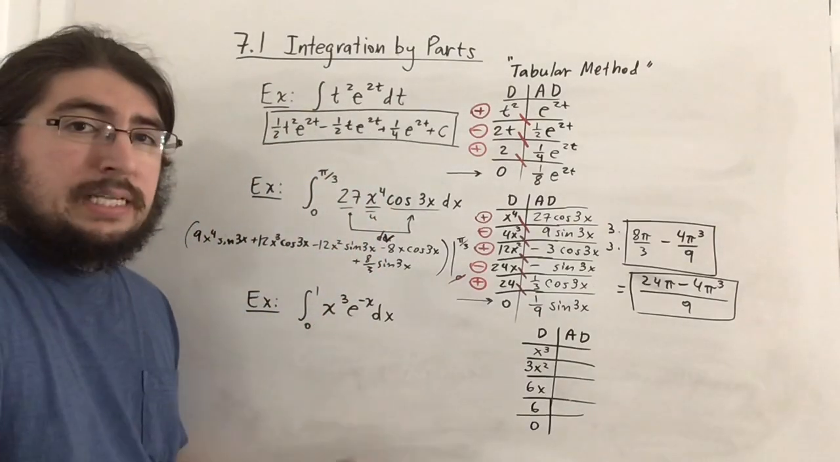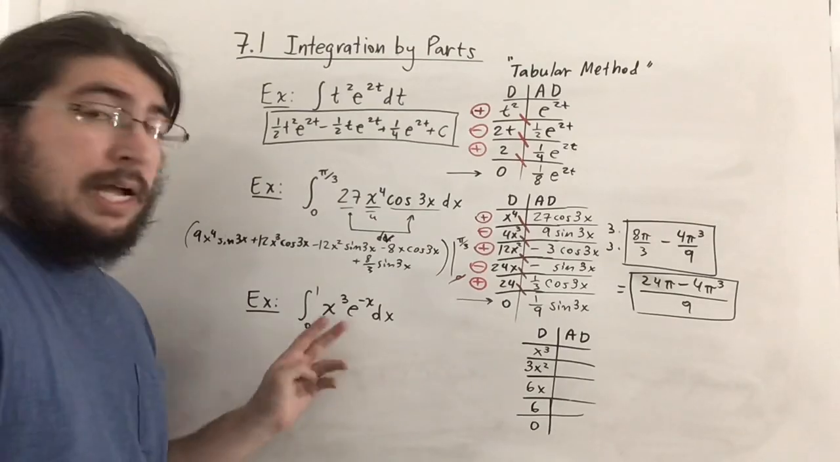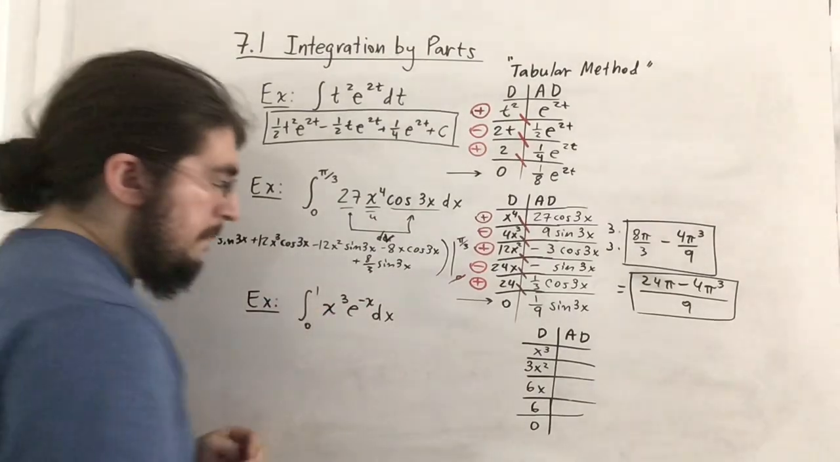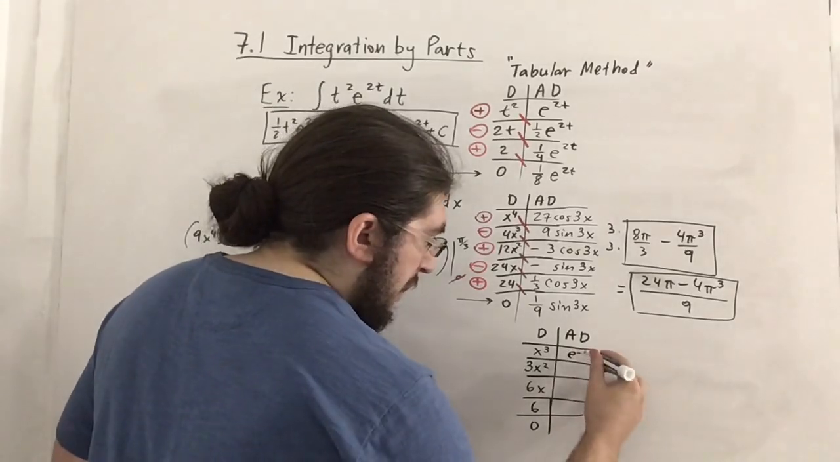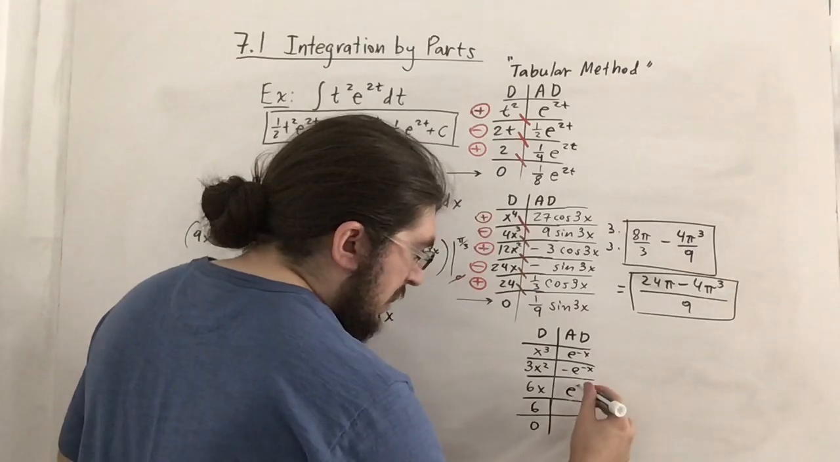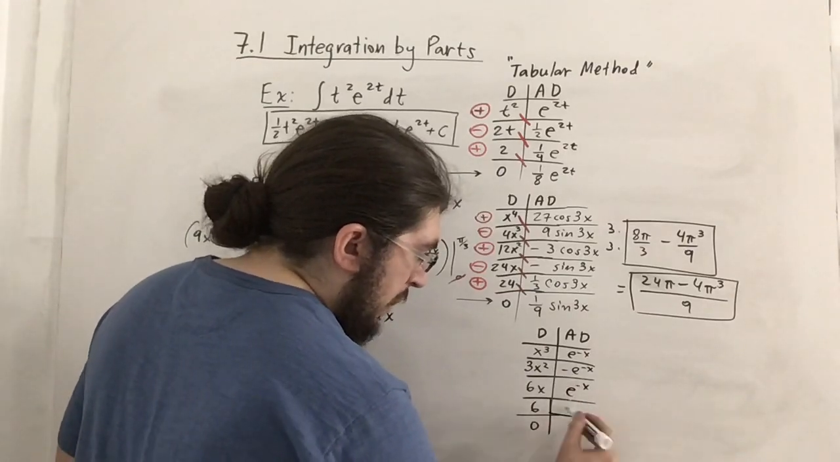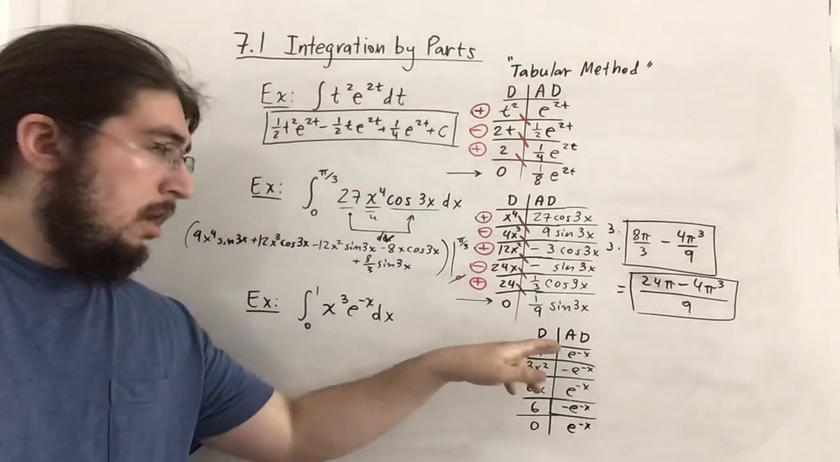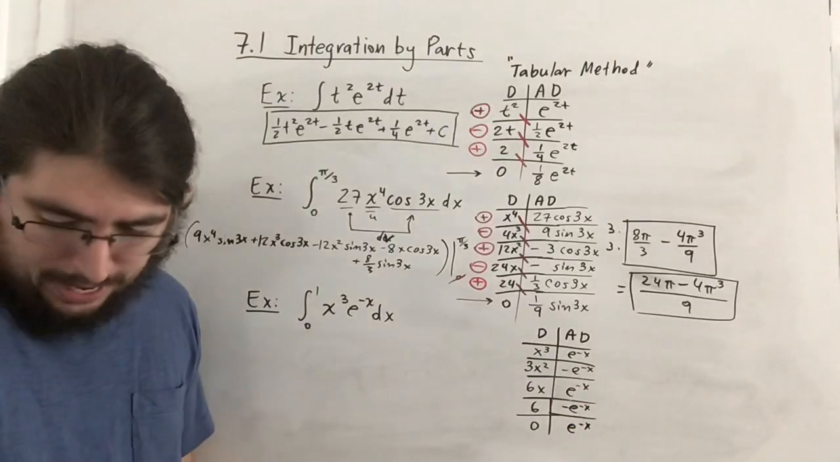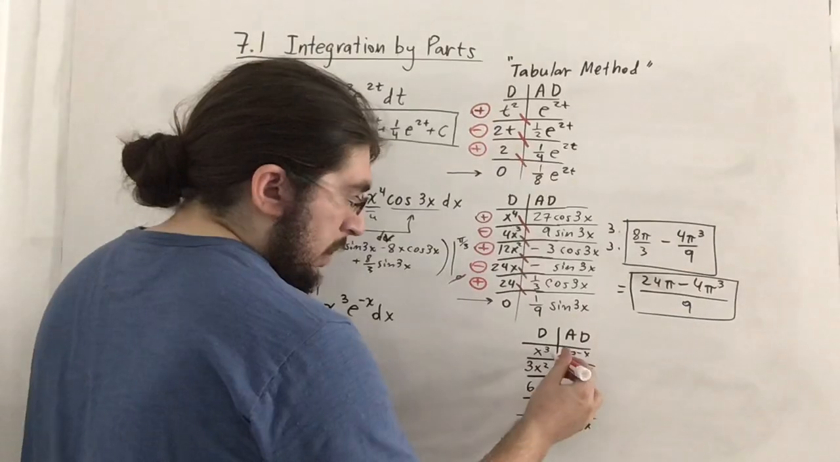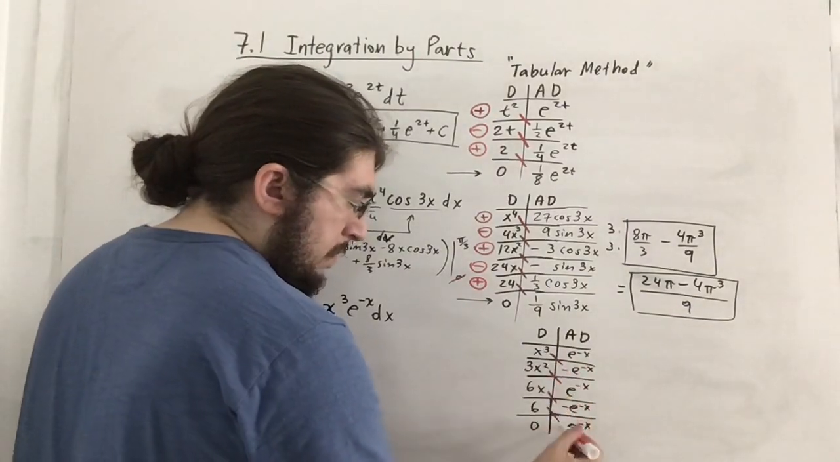And for e to the negative x, its antiderivative will be itself times negative 1, because you have to divide by the number in front of x, which is negative 1. So this is e to the negative x, negative e to the negative x, double negative, so positive e to the negative x. This will be negative e to the negative x again, and then positive e to the negative x. So notice what happens in this case, we just get alternating signs here. And what's kind of funny is that we have alternating signs from the tabular method. So we kind of undo that, maybe? Let's see.